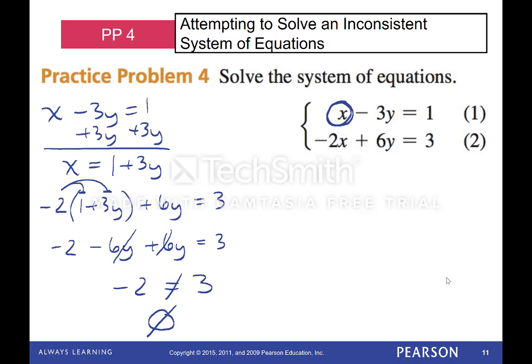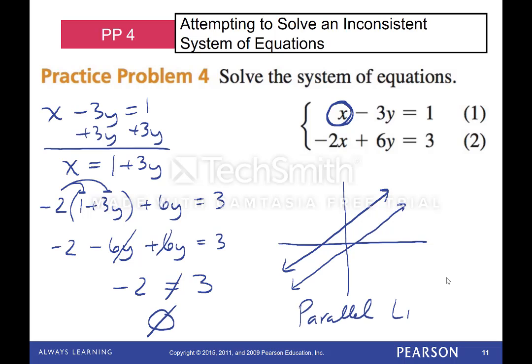I just want to show you what's happening graphically here. What's happening graphically with these guys is we really have just two lines that are parallel to each other. That's all. That's the reason why we have no solution. They're never going to cross each other. There's never going to be a coordinate that is going to be the solution to both.